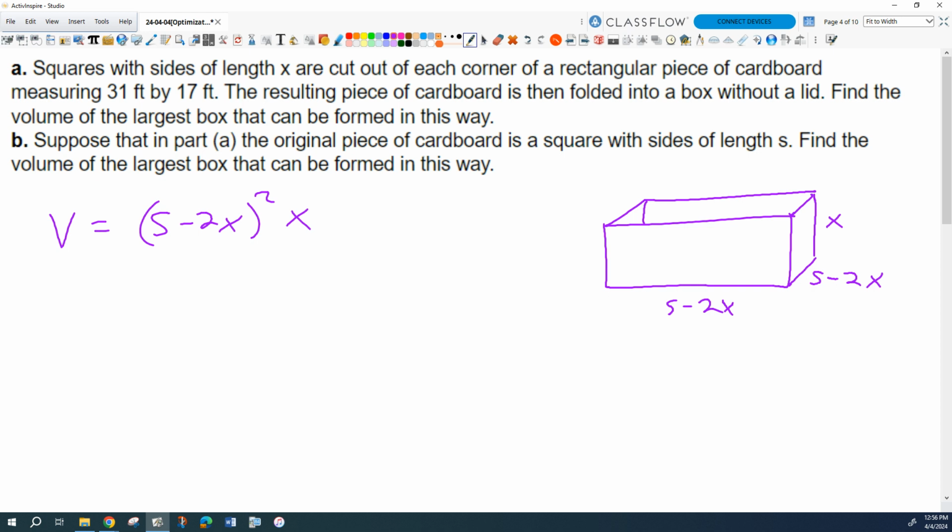right? So if we square all that out, what do we get? That's going to give us that, isn't it? Right? That's volume as a function of x. So what would we do?